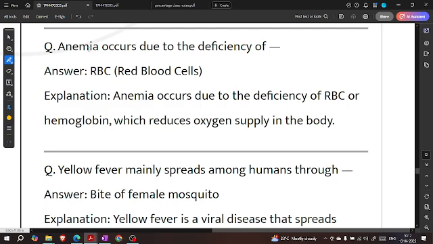Anemia occurs due to deficiency of RBC, red blood cells. Anemia occurs due to deficiency of RBC and hemoglobin, which reduces oxygen supply in the body.